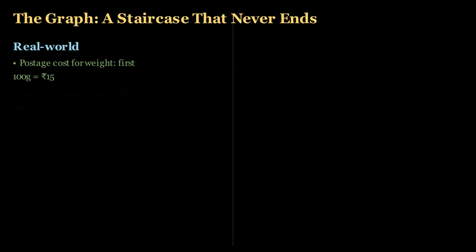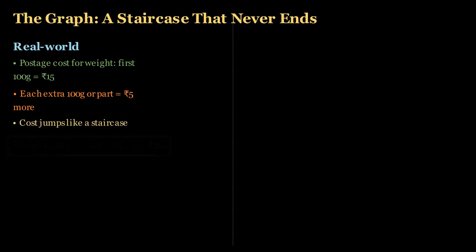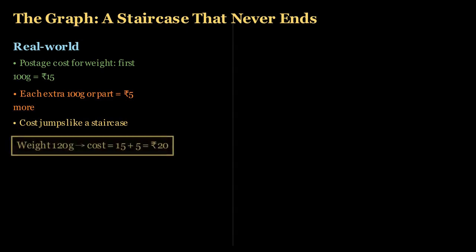The weight is our input X, in hundreds of grams. The cost is our output Y. For any weight from just above 0 up to 100 grams, the cost is a flat 15 rupees. At exactly 100 grams, the cost jumps to 20 rupees and stays flat until 200 grams.